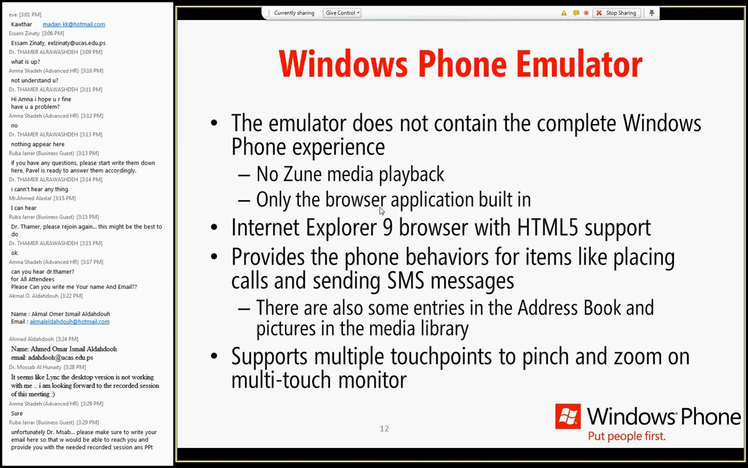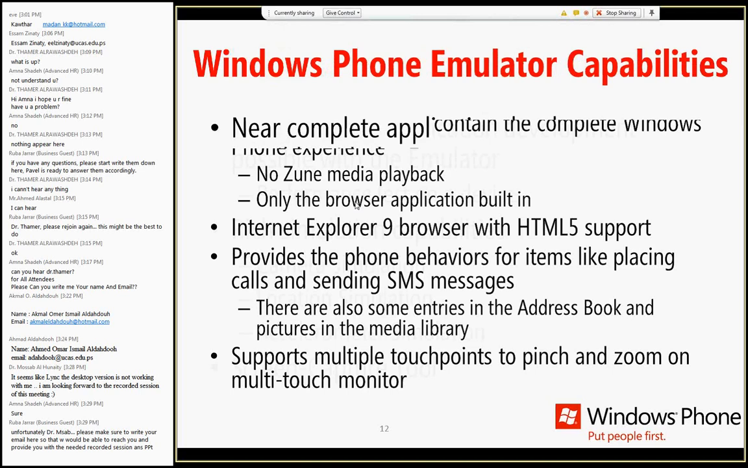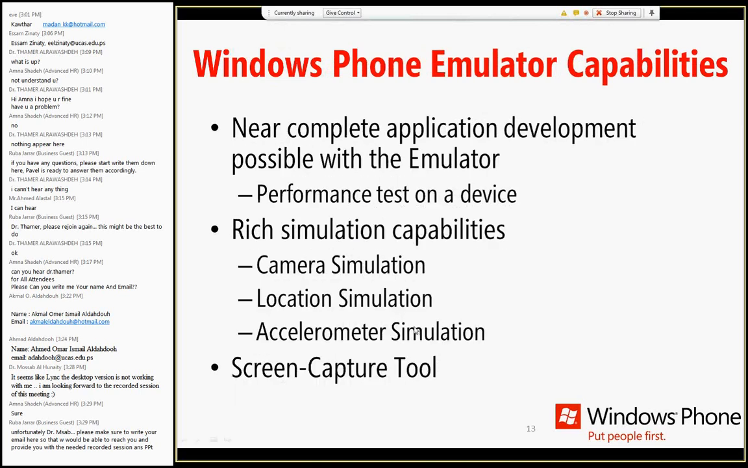Now naturally, the emulator is an emulator, it's not a simulator, it doesn't have every capability that the actual device has. For example, it doesn't provide the media playback capability, and the only application that is built in is the browser application, and not the other applications that are built in a Windows Phone device. But it has, for example, some entries in the address book and the media library, so you can test applications without needing to create actual pictures or actual address book entries. And curiously enough, it supports other interesting features that provide some of the capabilities of the device, such as camera simulation, location simulation, accelerometer simulation, and we have a screen capture tool that we can simply use to capture the current screen to show perhaps in some presentation.